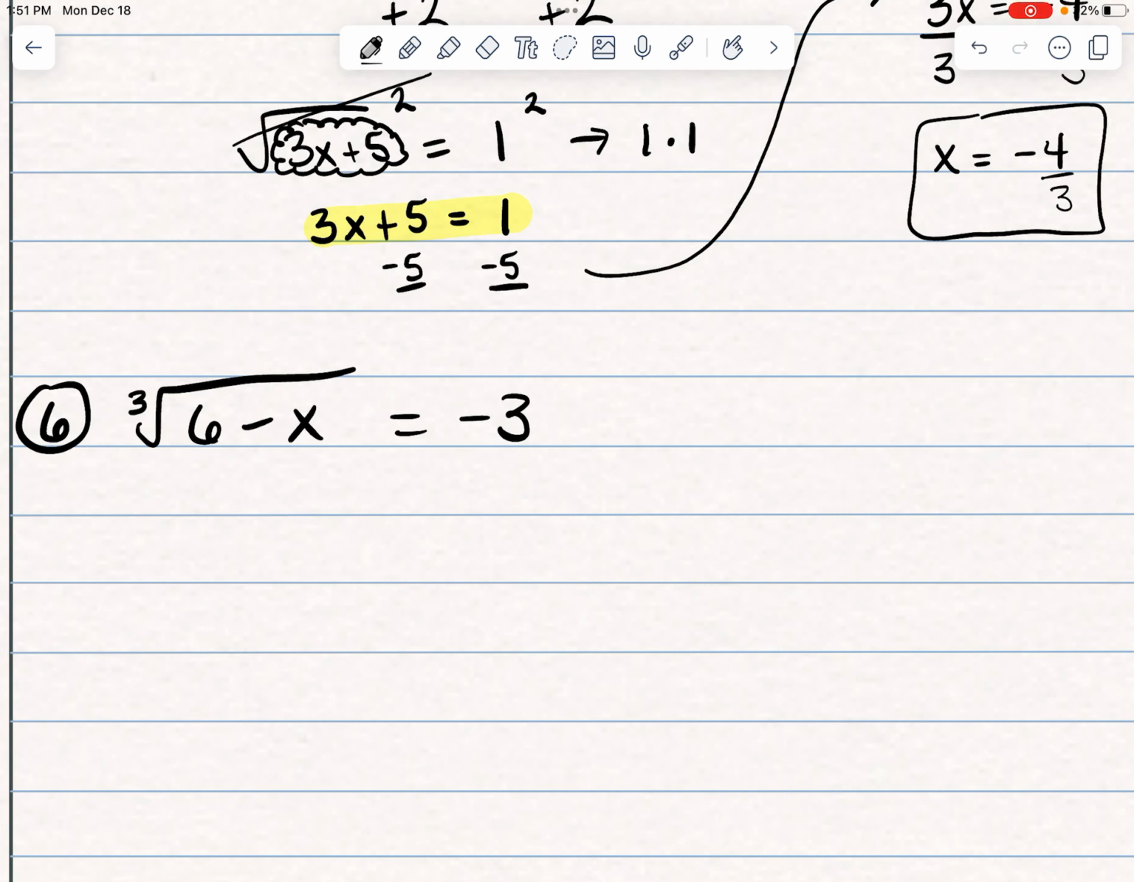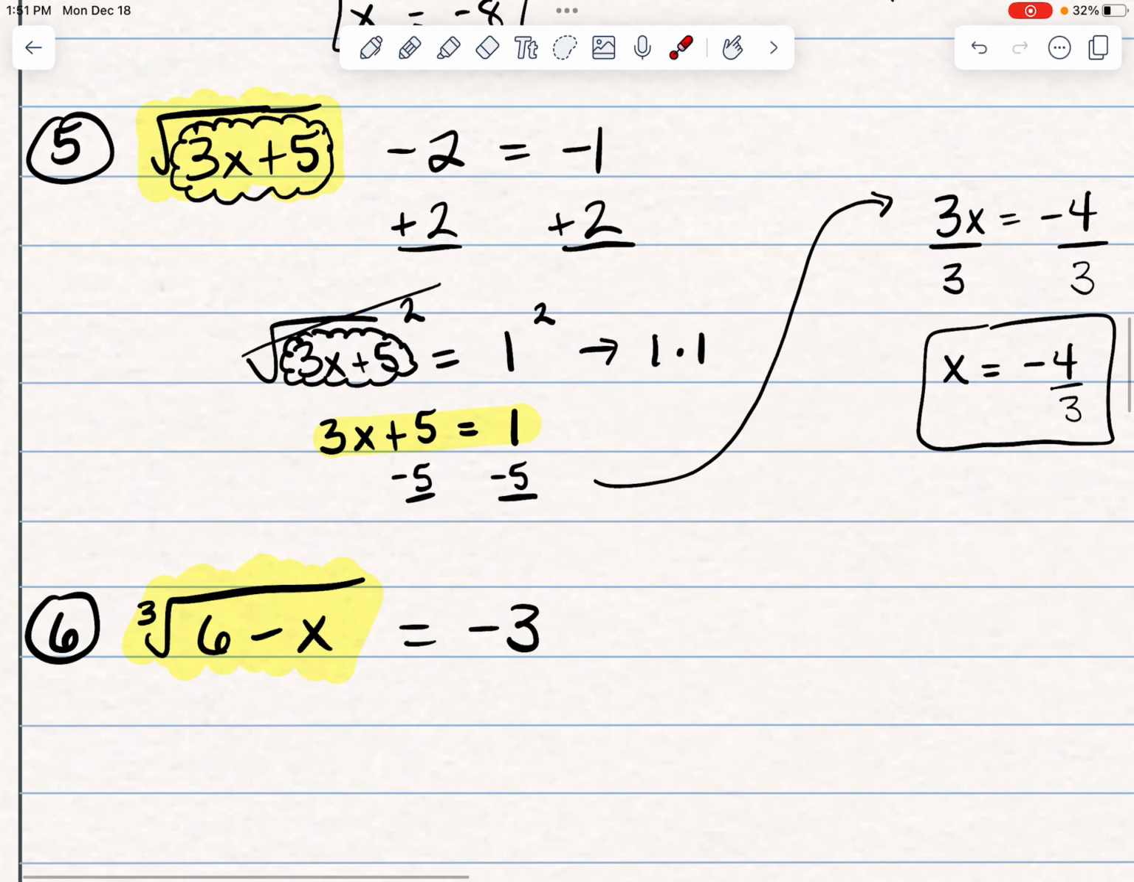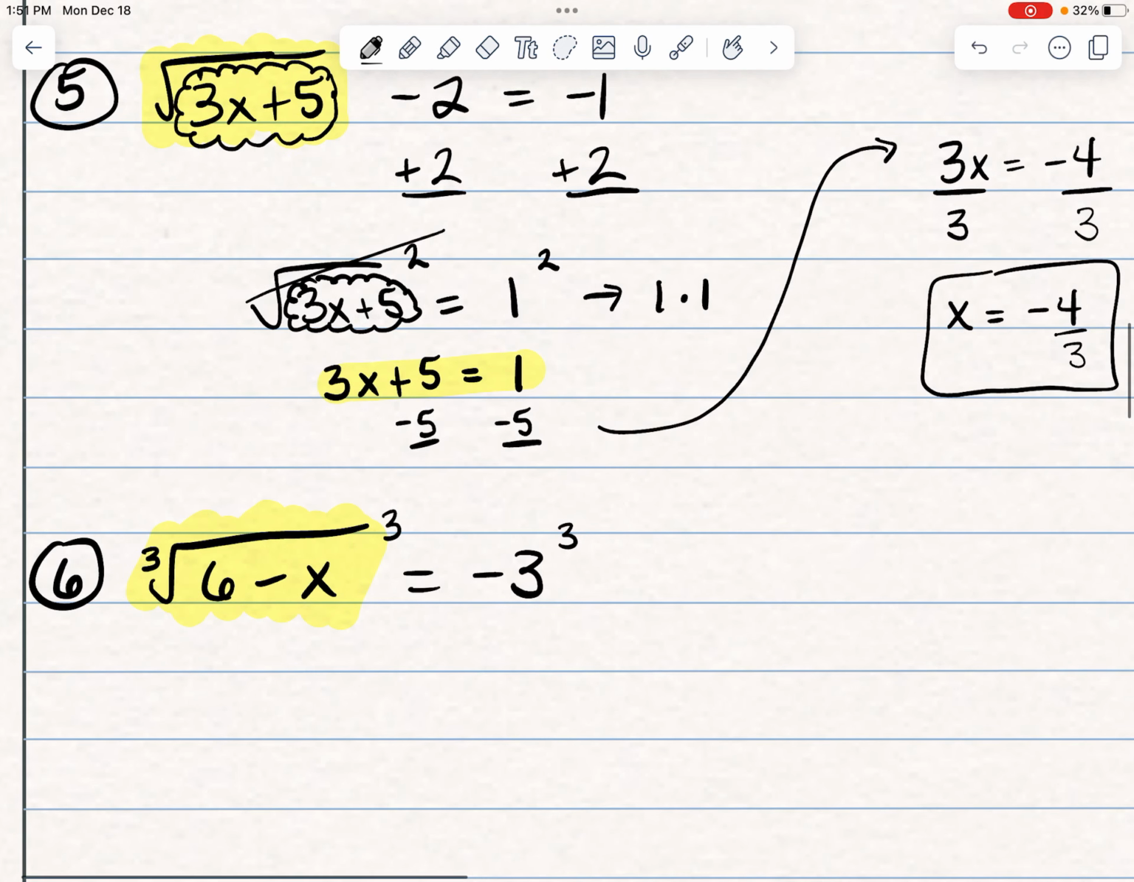Let's look at example 6. So we have 6 minus x. The cubic root is already isolated. There is nothing to add over to the other side like we had in the previous case. So let's go ahead and cube both sides since we are trying to cancel out the cubed root here.